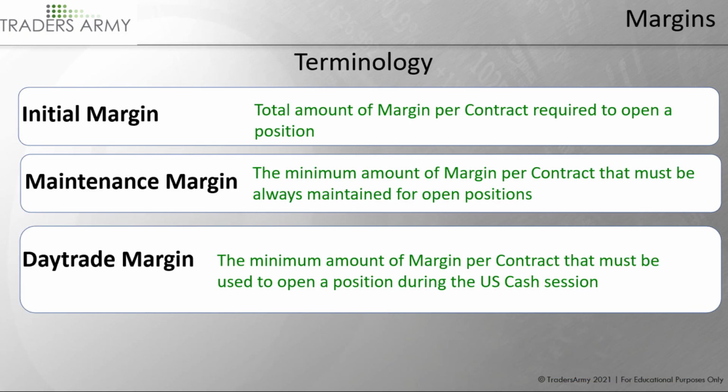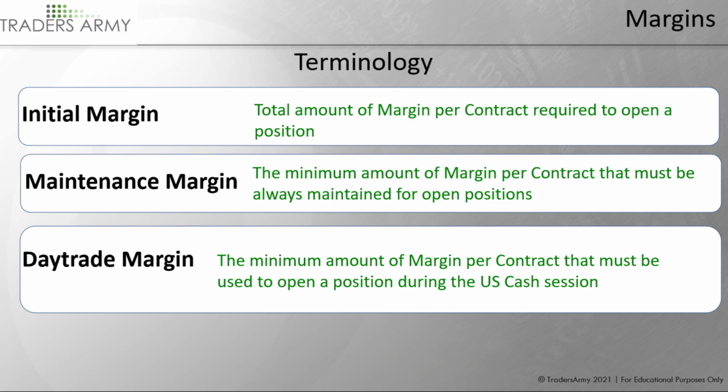So three key terms we need to look at are initial margin, maintenance margin, and day trade margin. Let's start with initial margin. The initial margin is the total amount of margin per contract that's required to open a position. This is typically going to be set by the exchange, on how much capital you're going to need. And this is important because each broker may set separate initial margins, either higher than the amount required by the exchange, or sometimes lower.